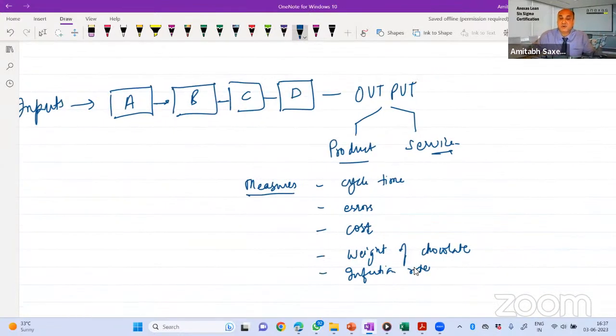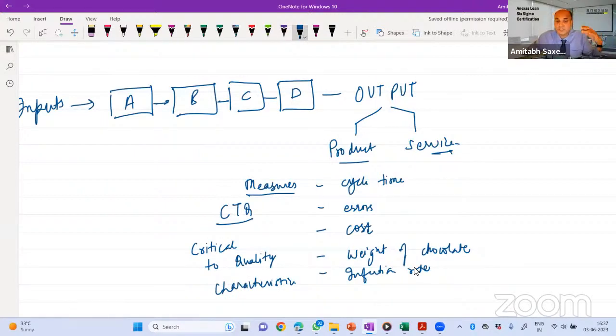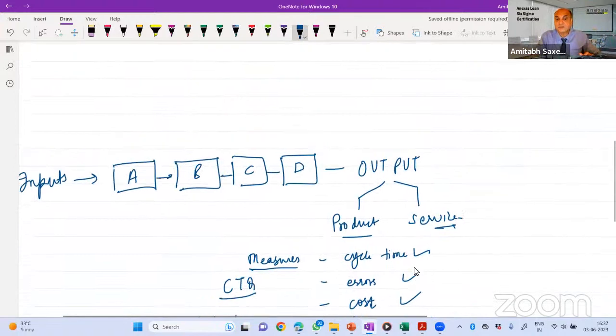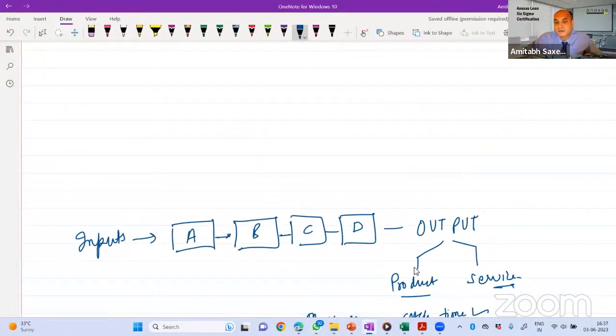We call these quality measures, and in Lean Six Sigma, we call it CTQ, critical to quality characteristics. So these three you'll usually find in almost all products and services. Apart from that, you'll have certain other measures too. Now, these measures are important from the point of view of the customer.